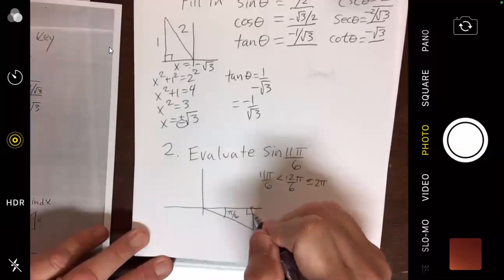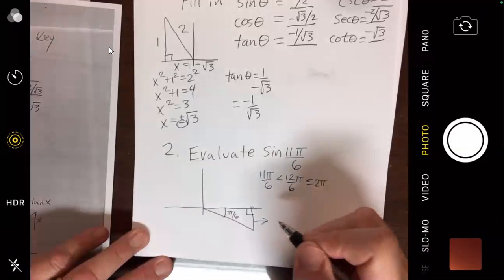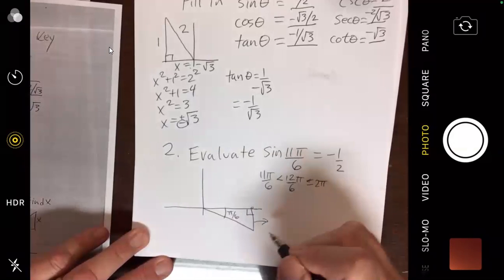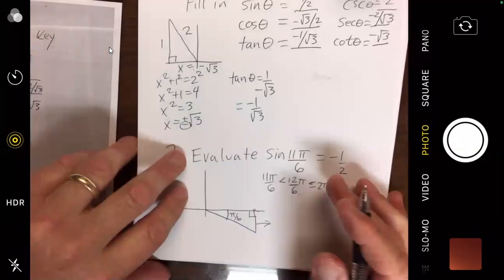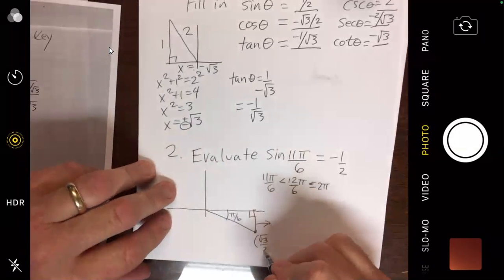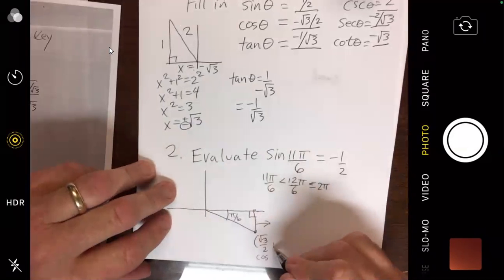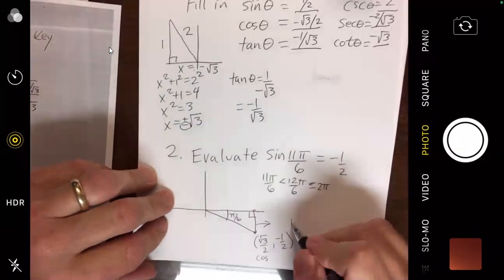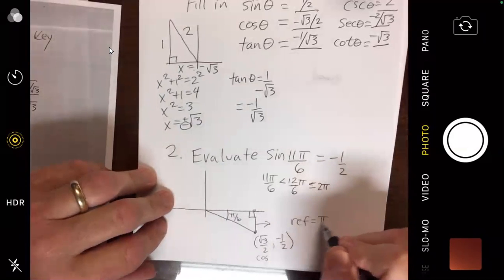Sine is this leg, and it would be a negative a half. Your coordinates would be root 3 over 2 positive, that's your cosine, and your y coordinate would be negative a half. Reference pi over 6.